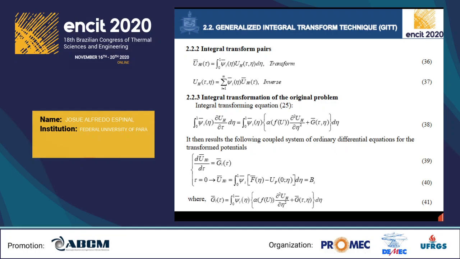Integral transformation of the original problem is shown in equation 38. It then results in the coupled system of ordinary differential equations for the transformed potentials, shown from equations 39 to 41.